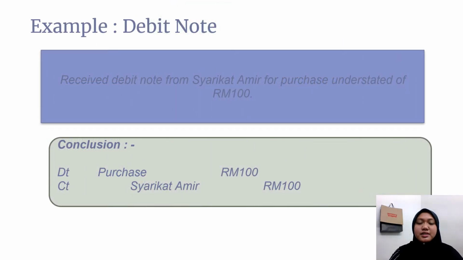So let's look at the example for a debit note. Okay, if the question is like this, receive a debit note from Syarikat Amin for purchase on the date of 100 ringgit. So the conclusion is we must debit the purchase and credit the Syarikat Amin. So you must be wondering why we have to debit the purchase, right? So as explained earlier in the debit note, it happens when there is shortfall for purchase.